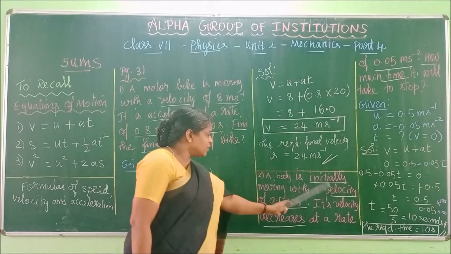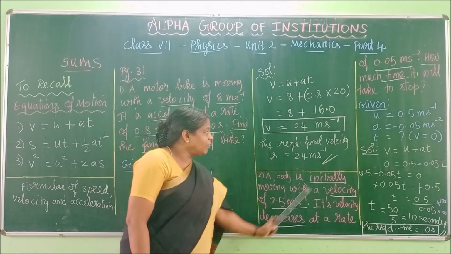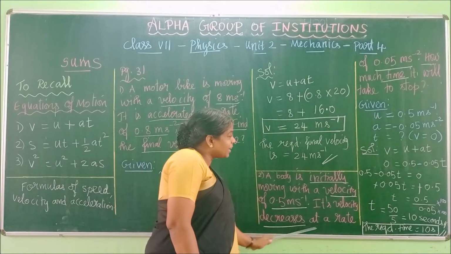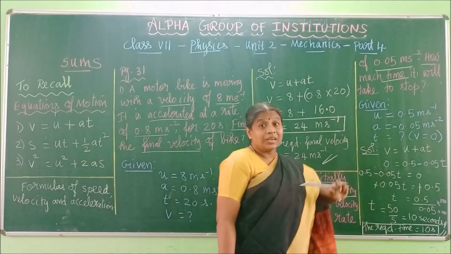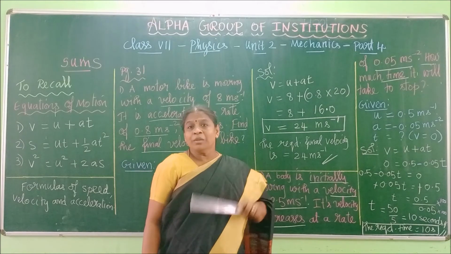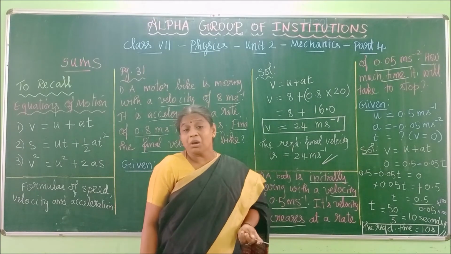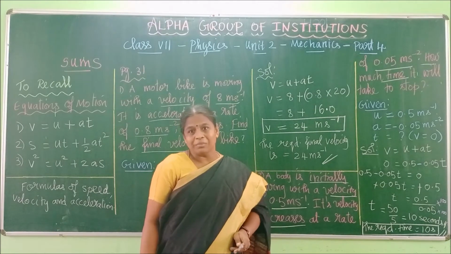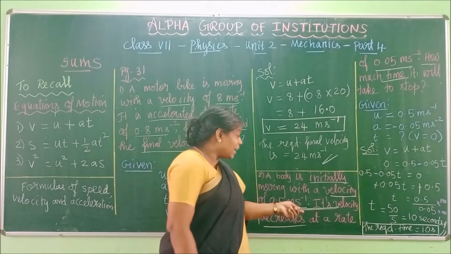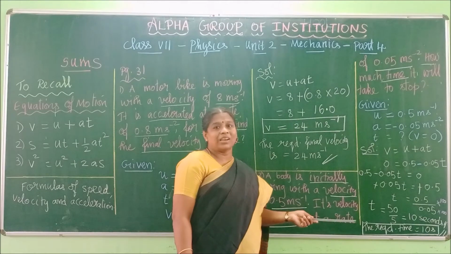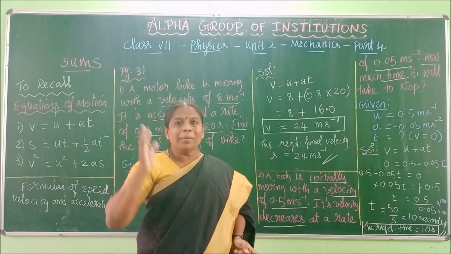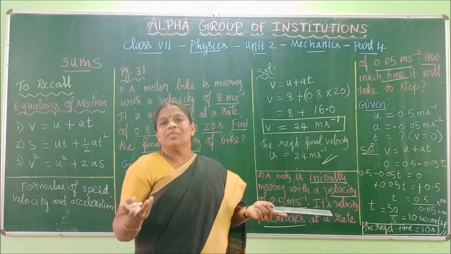So initial velocity is 0.5 meter per second. Then see here, indirectly they have given: velocity decreases at a rate. Rate means what I told you in the theory concepts, divided by time. Velocity by time is acceleration. So they have not given directly the value of acceleration, they have indirectly given. So don't break your head about how to get the value of acceleration.